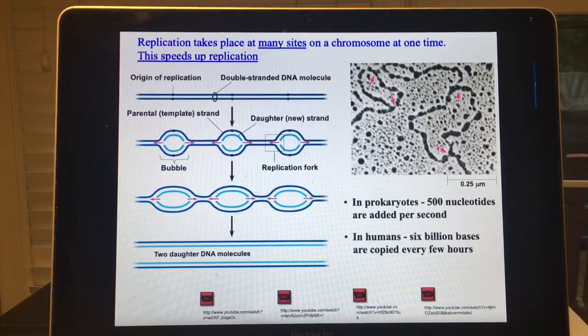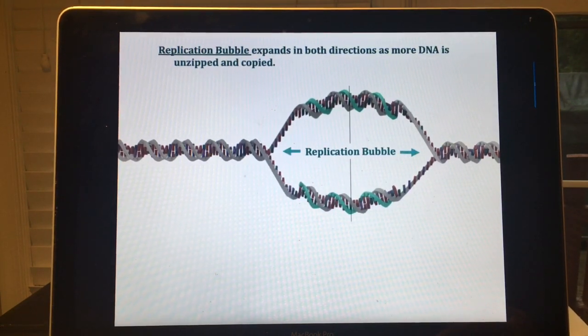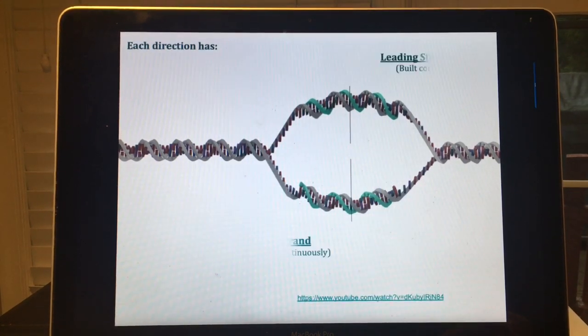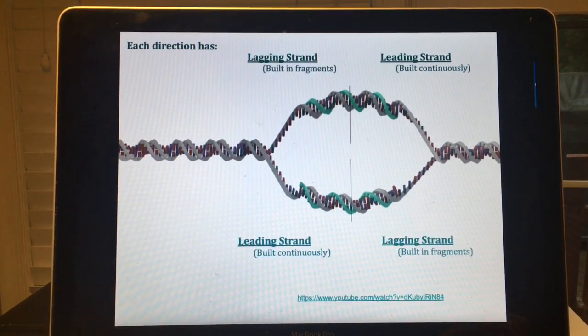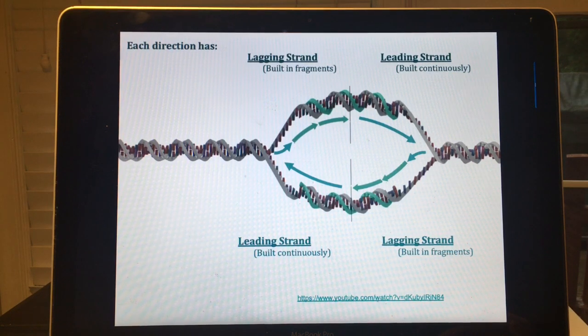So students always want to know, well, how fast does this happen? And in prokaryotes, remember those are our bacteria, you get 500 nucleotides added per second. In humans, you get 6 billion bases copied every few hours. So here is a diagram of a replication bubble. And it shows you that you have a leading strand and a lagging strand on each side of the bubble.